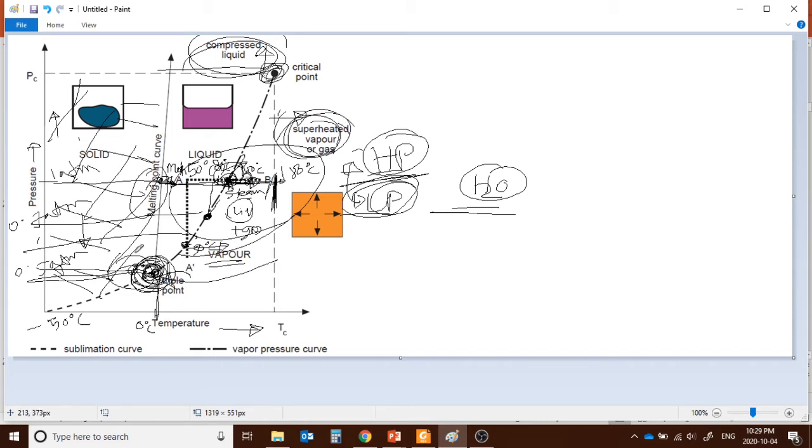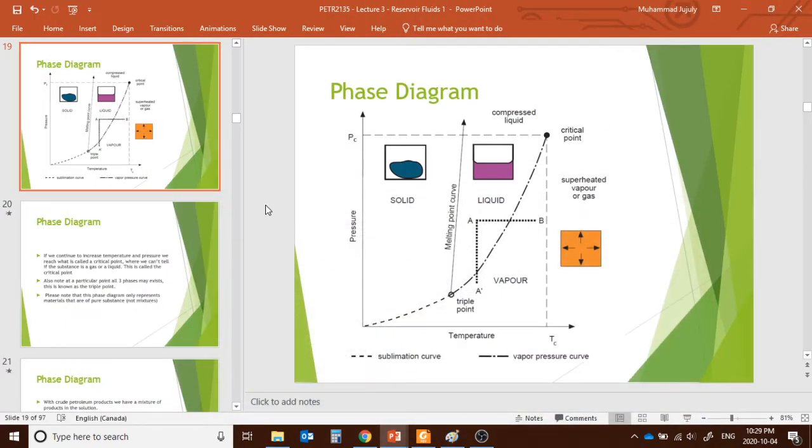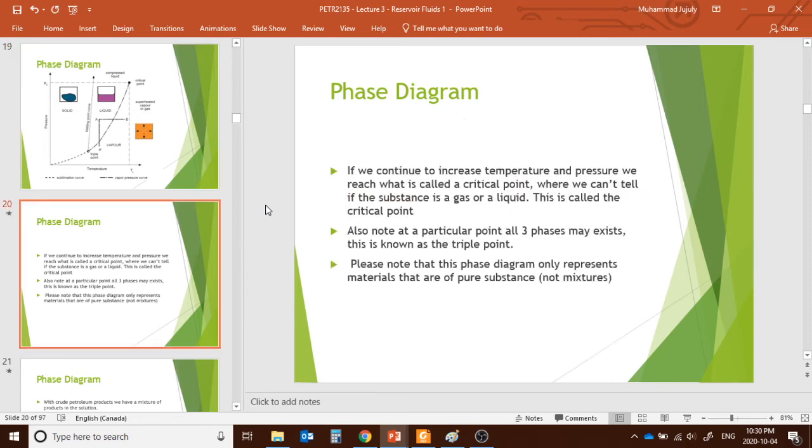Now this is the example I gave in the case of water, but in the case of reservoir fluids it's a mixture. So the phase diagram is not that simple in the case of reservoir fluids, for instance crude oil. We'll see how it works in the case of crude oil.